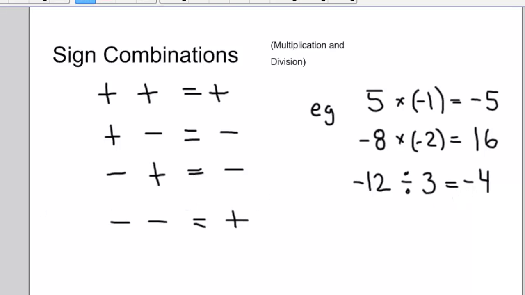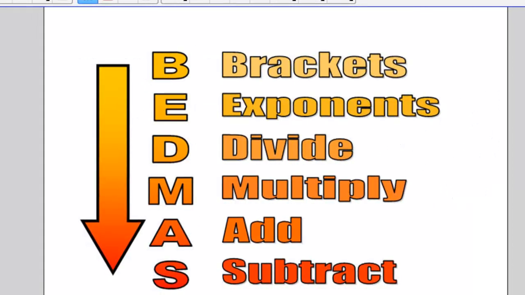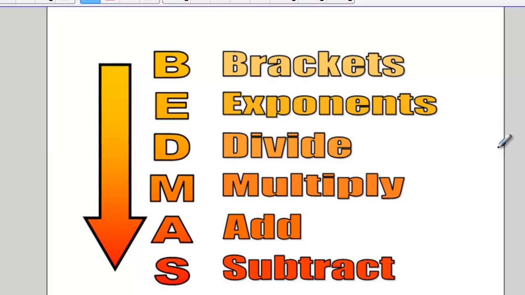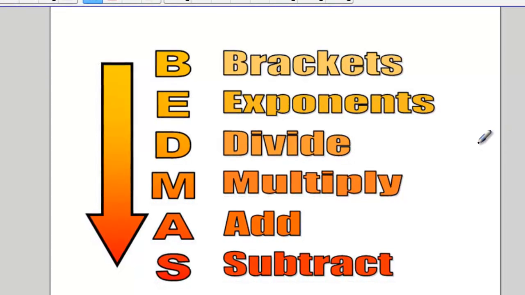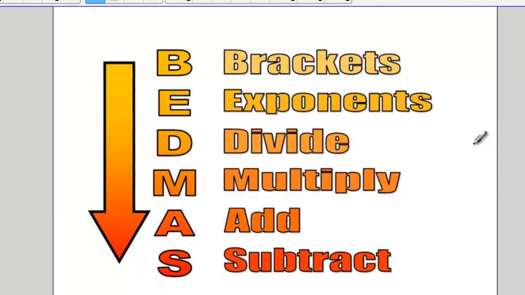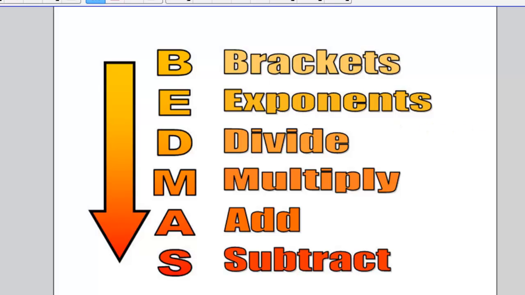So we've looked at addition, subtraction, multiplication and division on its own. Now let's start putting it all together, and when we put it all together, we need to remember BEDMAS. BEDMAS stands for brackets, exponents, divide, multiply, add, and subtract. BEDMAS tells you the order you should perform operations in, starting with brackets first and working your way down to subtraction.